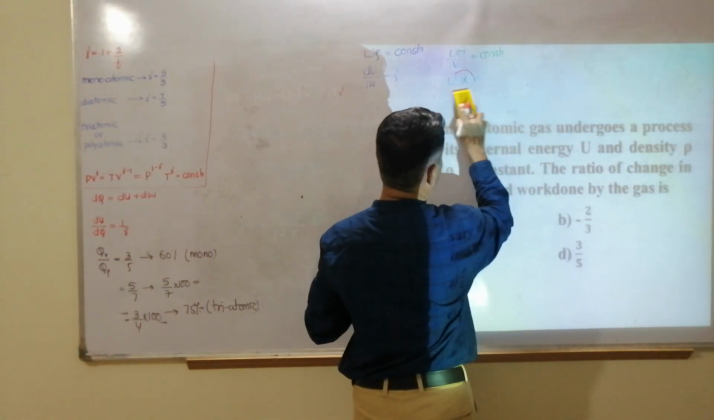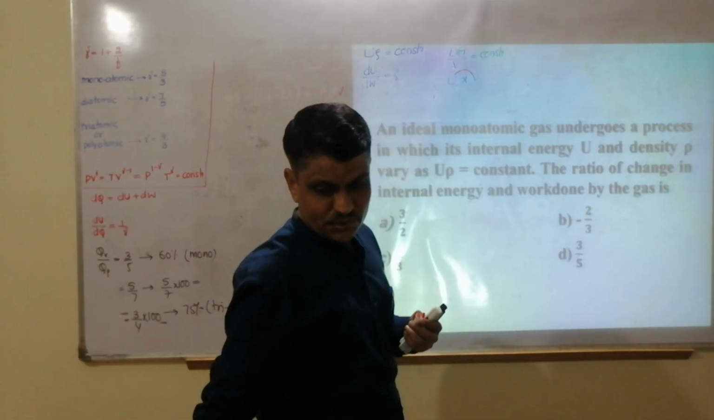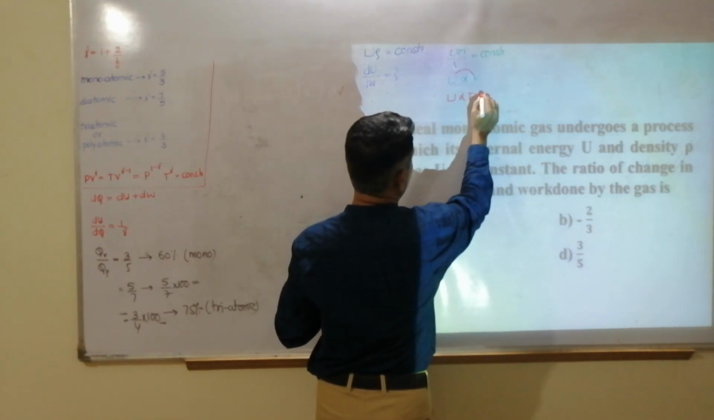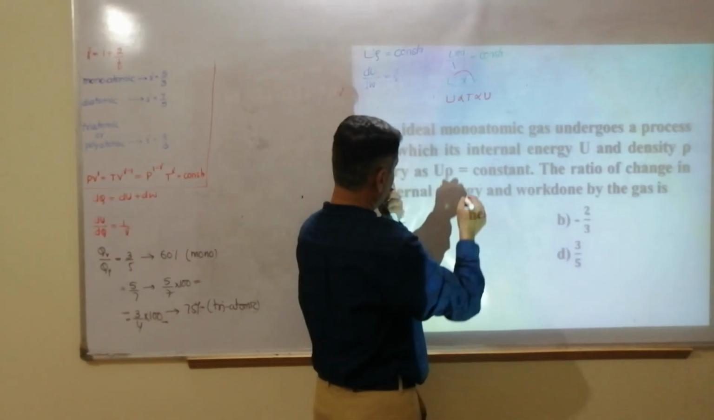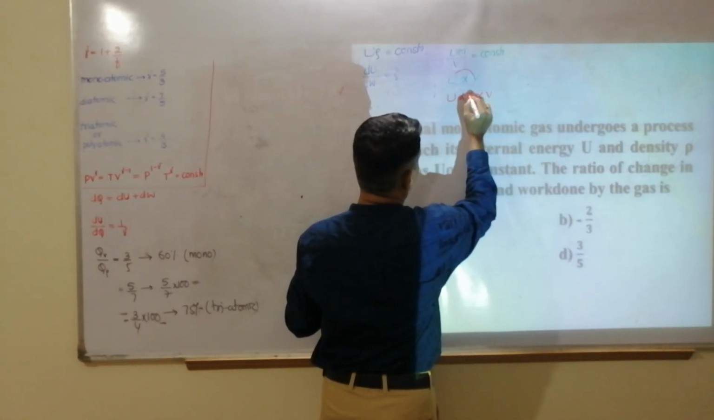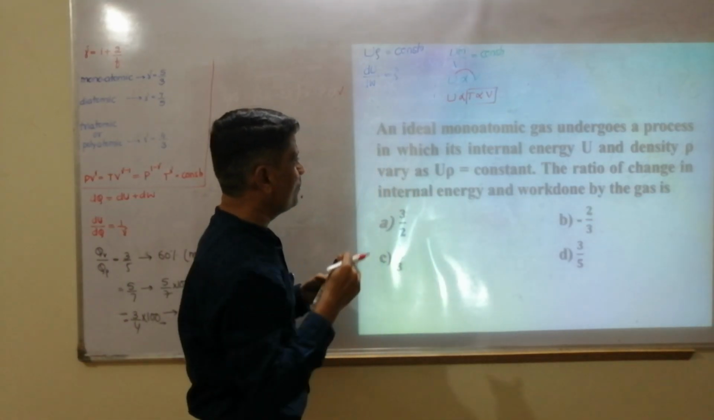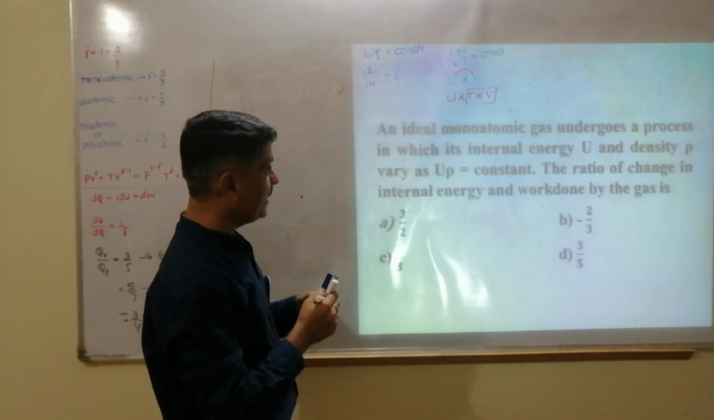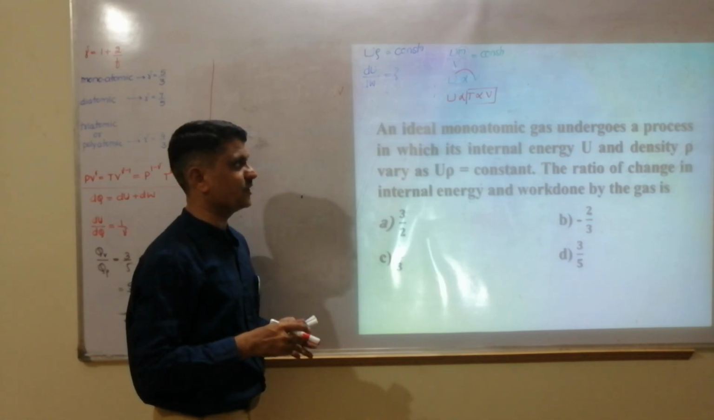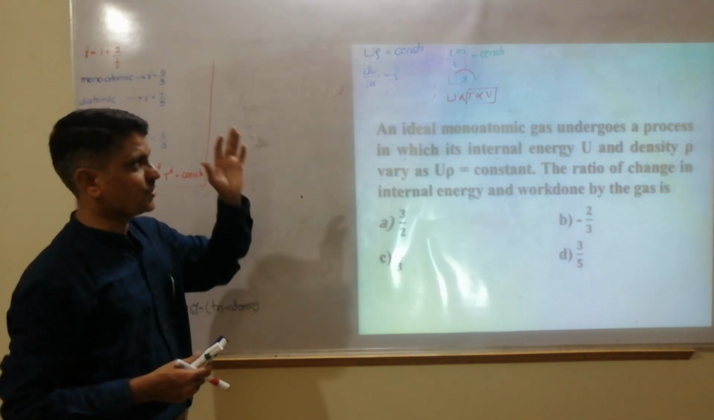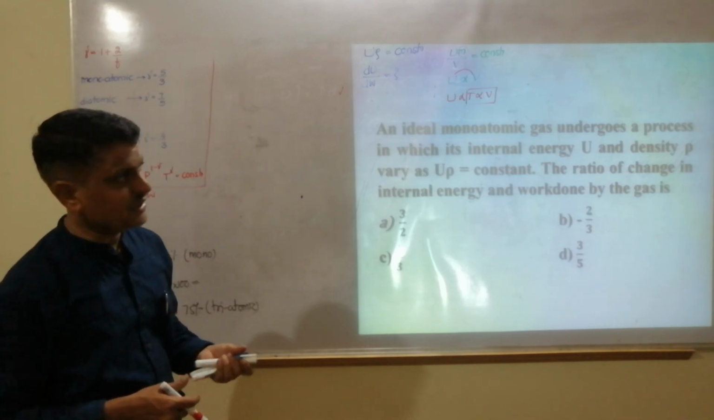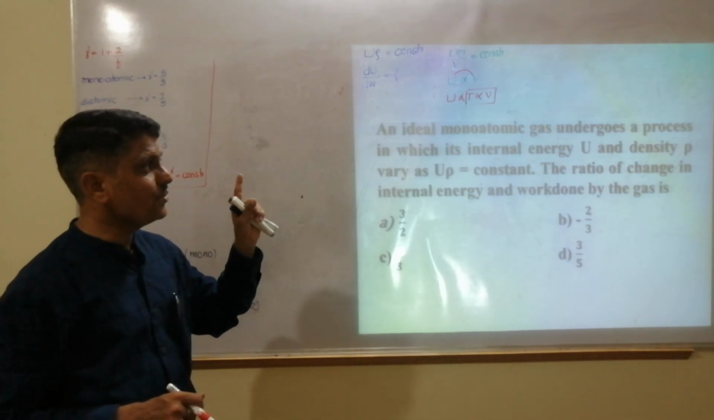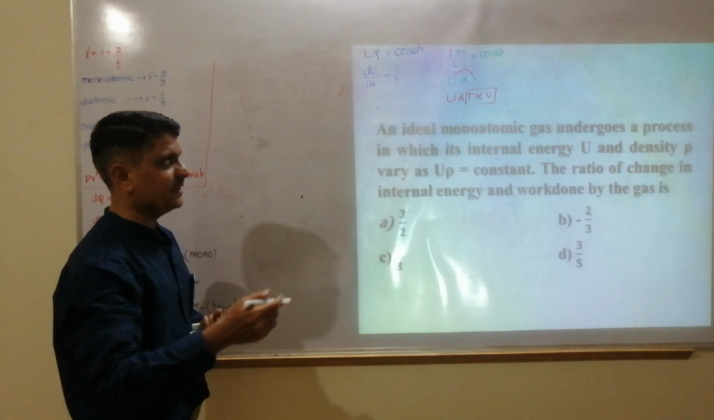But U is directly proportional to T, so T is directly proportional to V, but pressure is constant here. It means this is a constant pressure process. If you don't understand, I can explain once again, or otherwise just look at it once. Once you remember this, directly I can say one thing.